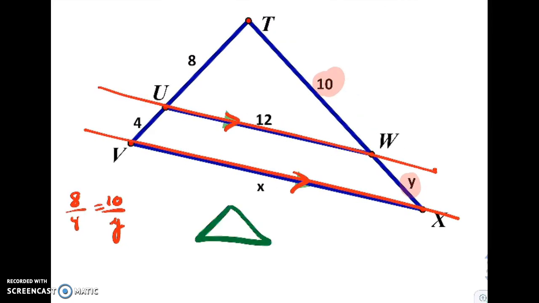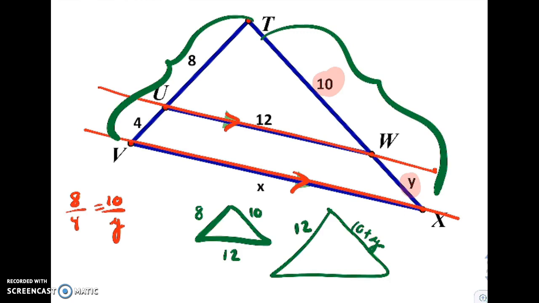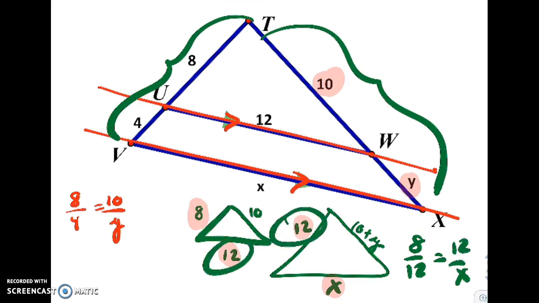The little one's right here, and it's 8, 10, 12. The big one is 12 on the side, 10 plus y on the side, not 10y, 10 plus y, and x on the bottom. But since you've already solved for y, you really could avoid some of that and just go 8 over 12, 12 over x. 8 over 12, a different 12 over x. These two 12s are not the same 12. One of them's here, one of them's here.